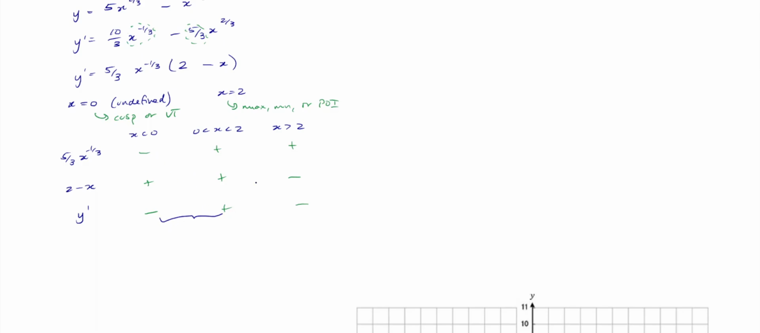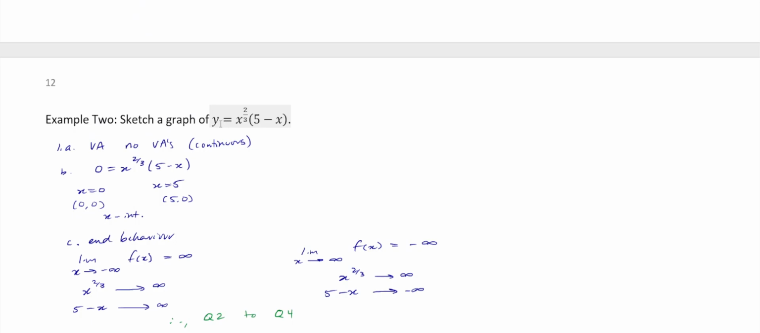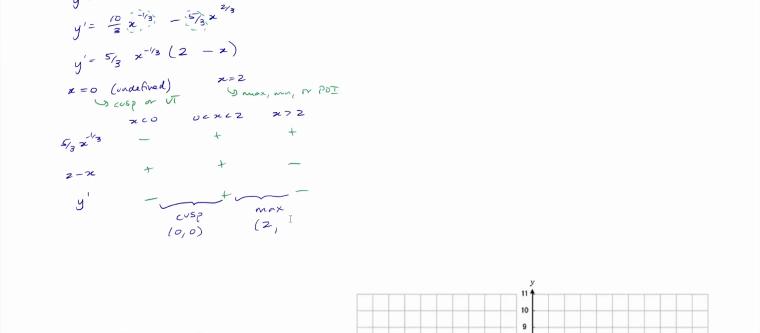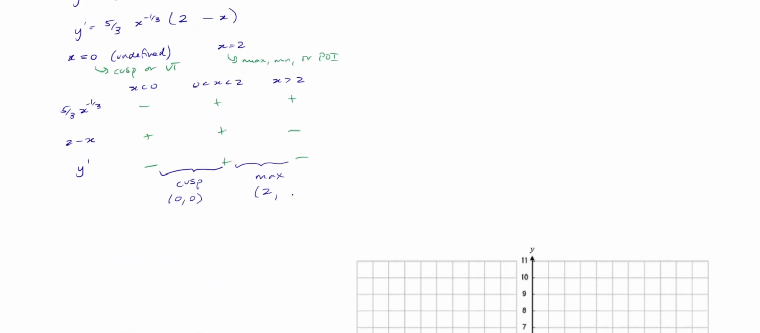Since there's a change of sign, it is a cusp, right? There's a change of sign, so there is a cusp at 0, 0. And then at 2, we have it going from increasing to decreasing, so therefore we have a max at 2. Then again, I'm going to take that 2 value, plug it back into this original equation, and find an approximate value. So 2 and approximately 4.8, okay?